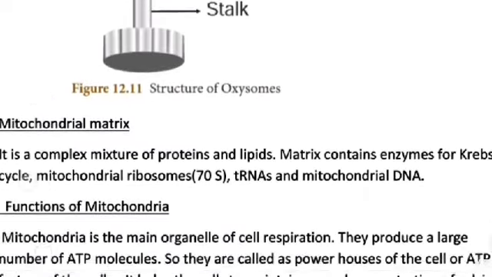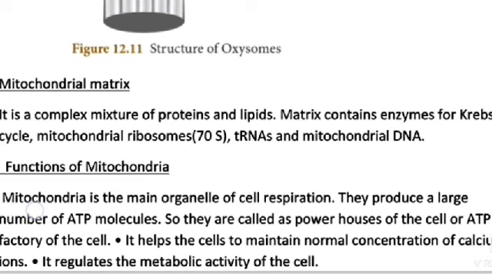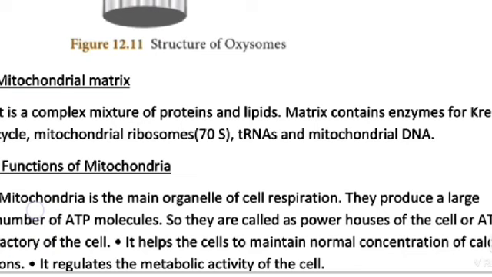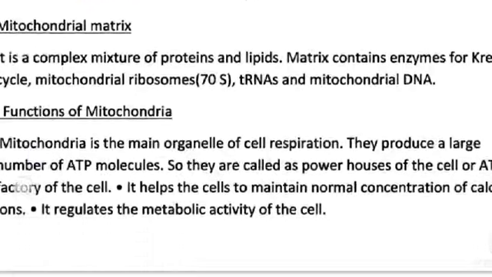Mitochondrial matrix. It is a complex mixture of proteins and lipids. The matrix contains enzymes for the Krebs cycle. Mitochondrial 70S ribosomes, tRNAs and mitochondrial DNA are also present.